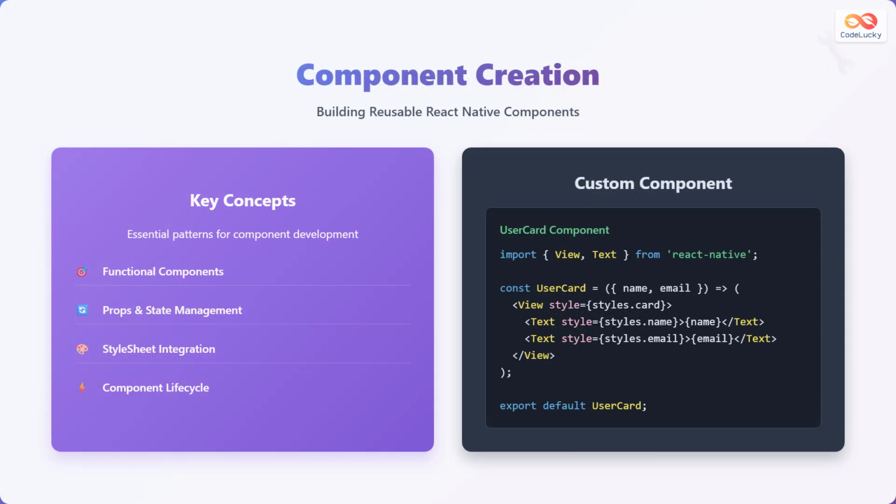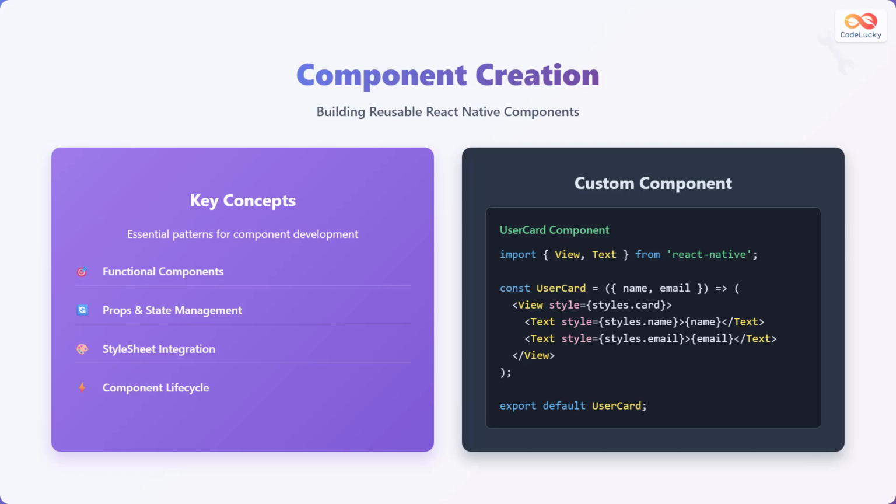Creating custom components in React Native follows the same patterns as React for web development. Functional components are the modern standard, utilizing hooks for state management and side effects. When building a component, you start by importing necessary React Native components like View and Text from the React Native package. Components receive data through props, allowing for reusable and configurable UI elements.